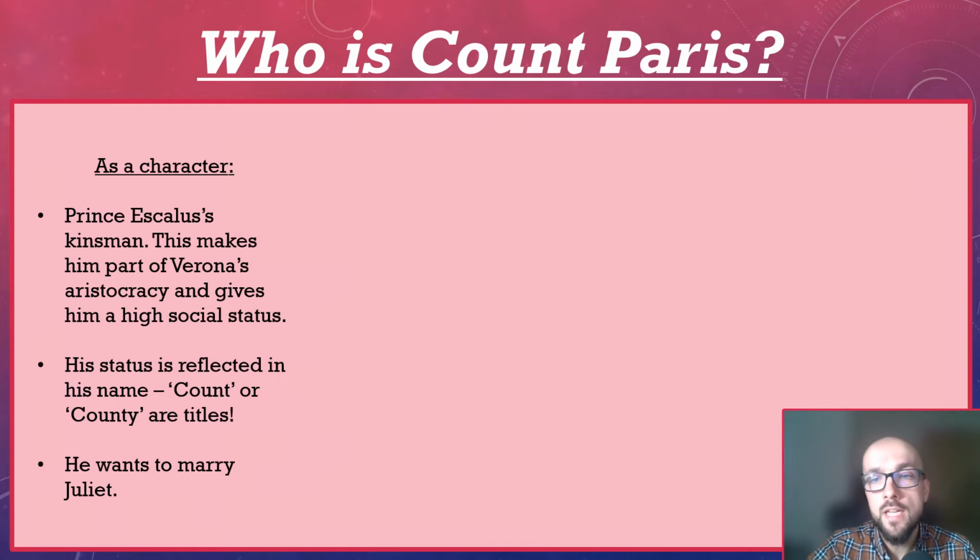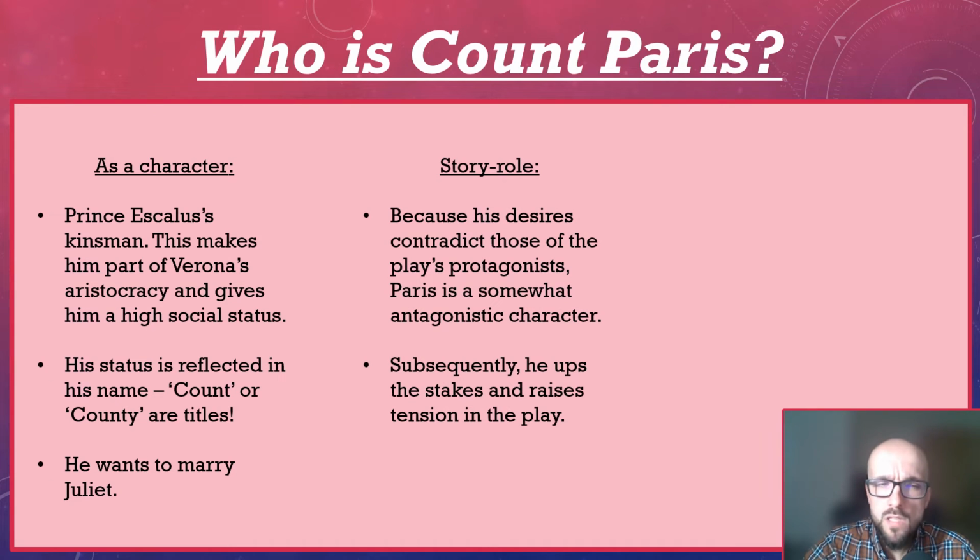The other important characteristic Paris possesses is that he desires to be Juliet's husband. Now Paris's story role is fairly simple. He is somewhat antagonistic. Now this is not to say that he is a villain, just that his desires work against those of the play's protagonists. After all, his desire to marry Juliet directly clashes with both Romeo's and Juliet's wants. Because Paris gets in the way of the things the protagonists desire, he ups the stakes and therefore inadvertently raises tension in the play. After all, if Juliet's parents weren't trying to get her to marry Paris, wouldn't her life just be so much easier?